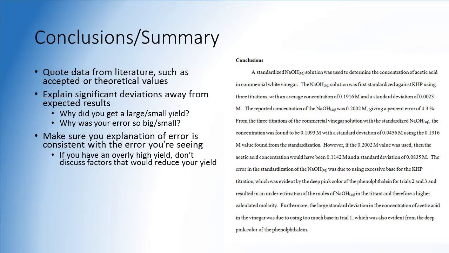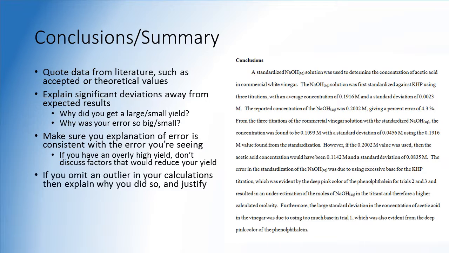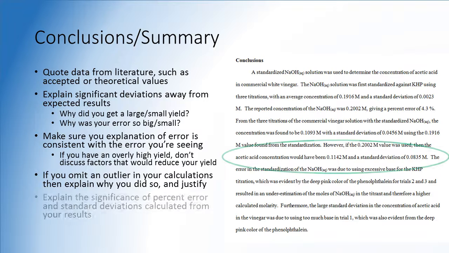If you want to state that factors caused you to get a lower yield, so that the high yield should have been even higher, that's permissible. But don't discuss sources of error if they aren't pertinent to what you're seeing. It comes across to your professor that you hadn't actually thought through what could have happened during the experiment. If you omit a data point in your calculations, justify this in your error analysis section. Suspicious data points are a good way to highlight sources of error.